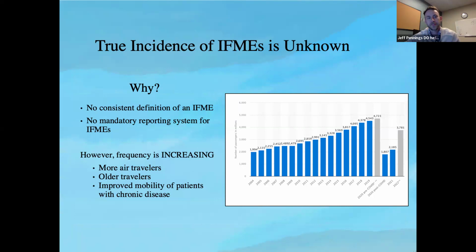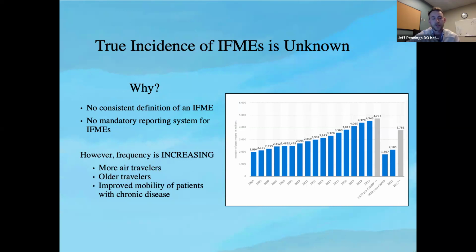In terms of true incidents, it's unknown, and there are reasons for this. One, there's not a consistent definition of what is an in-flight medical emergency. And to date, there's no mandatory reporting system for in-flight medical emergencies. These are better reported domestically within the United States than internationally. But what we do know is that the frequency appears to be increasing. There are a few different reasons for that.